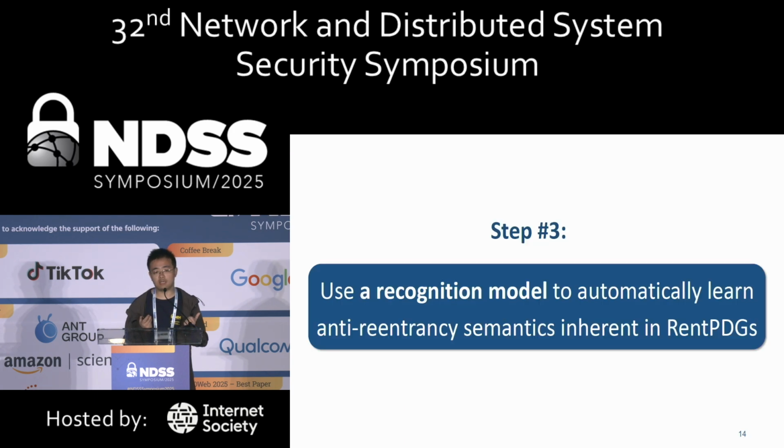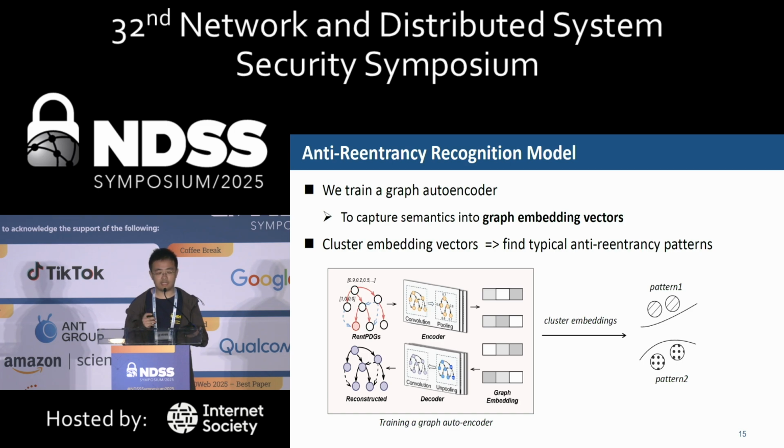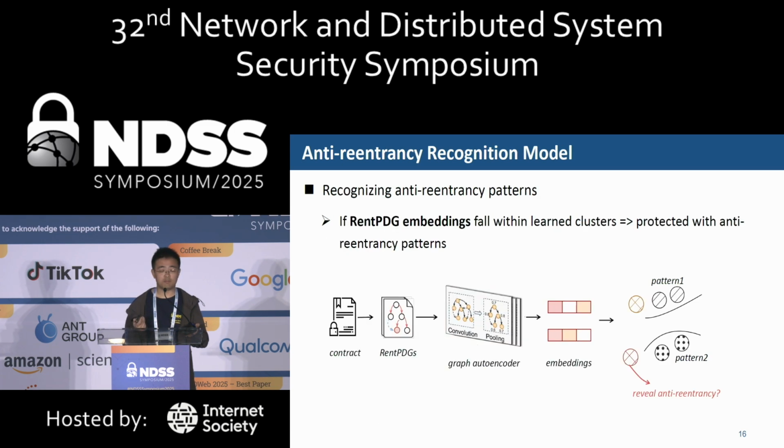So based on the rent-PDGs, we train the recognition model to automatically learn anti-reentrancy semantics. Firstly, we train a graph autoencoder to capture inherent semantics into graph-level embedding vectors. By clustering these embeddings, we can mine typical anti-reentrancy patterns. And based on these clusters, we can later recognize if a smart contract contains anti-reentrancy patterns.